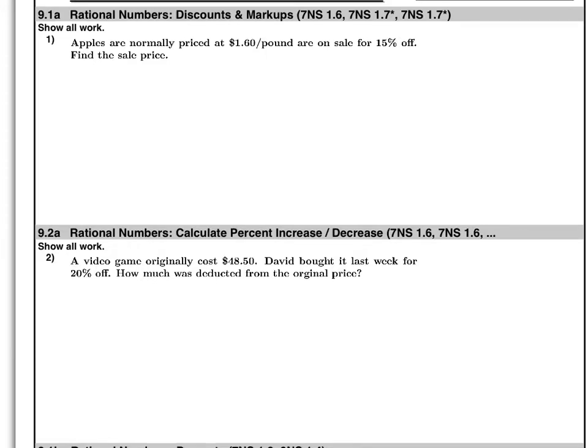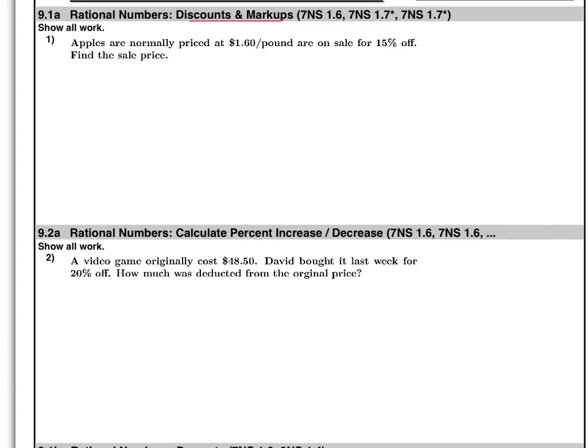This would be on your FA9 practice test. So again, pay close attention to what they're asking of you. This one is discounts and markups. So knowing that, we know that we're either adding or subtracting. If they're marking up, we're adding. If we're discounting, then we're subtracting.